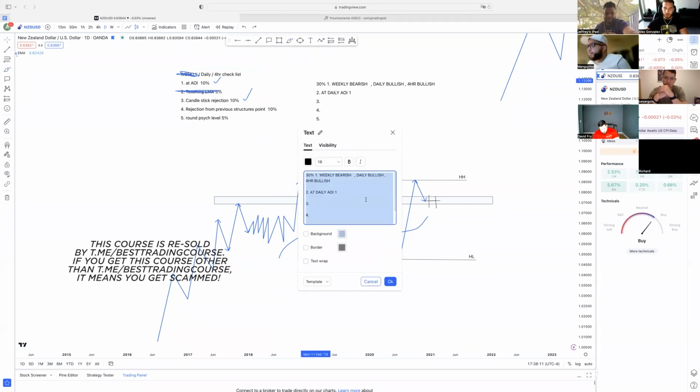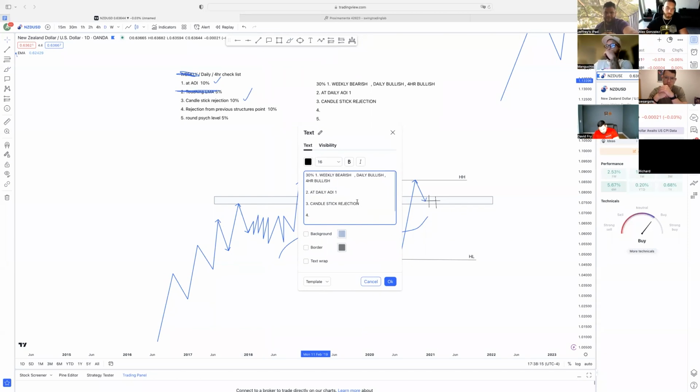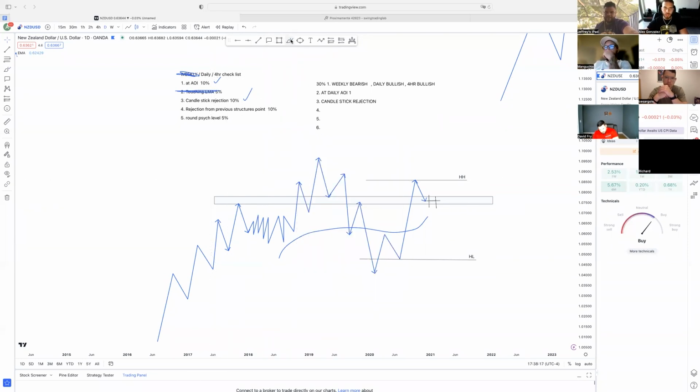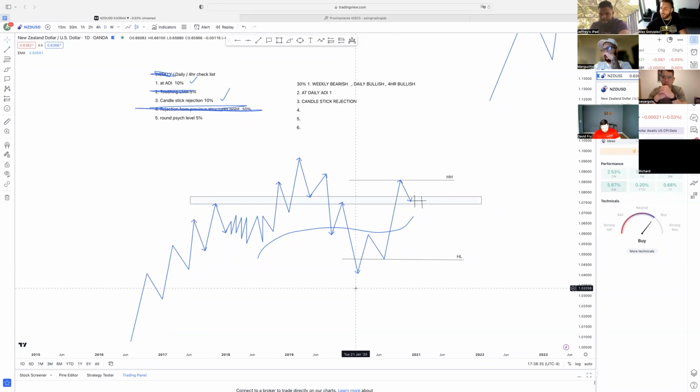So this is where we come here, we add candlestick rejection because it's there. Are we at a previous structure point? No, we are not at a previous structure point. And do we have a round psychological level? So I want you guys to pay attention because this is the hardest thing to identify, right? I'm totally kidding. It's actually the easiest thing to do. The round psychological level is very simple.